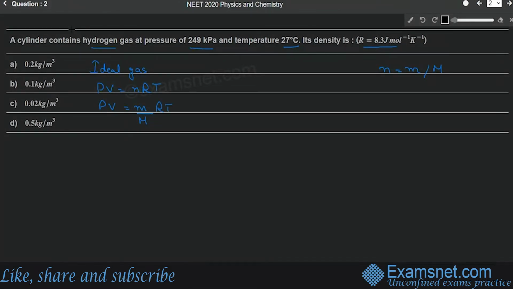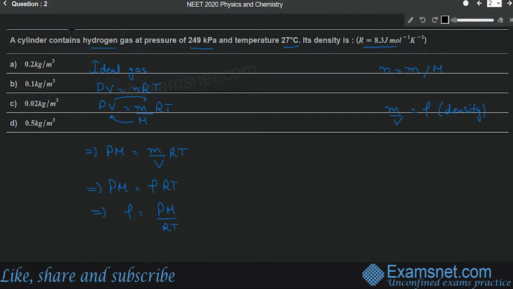Now we can bring the molecular mass to the left hand side and volume to the right side. So we can write it like this: pressure into molecular mass equals given mass by volume into R into T. From here we also know that mass by volume is equal to density. So we can put this value because we have to determine the density. So P into M is equal to density into R into T. That means density will be equal to P into M divided by R into T.